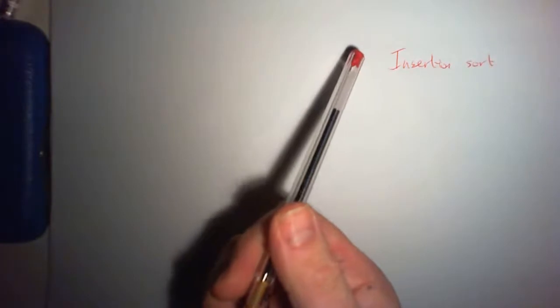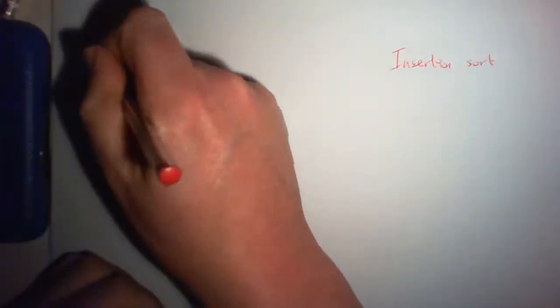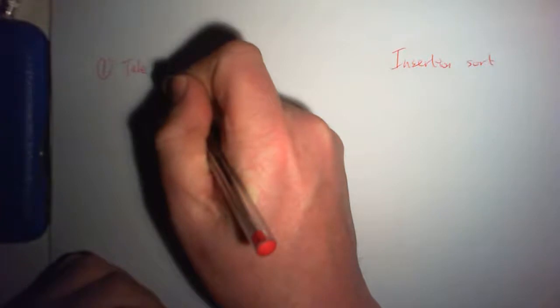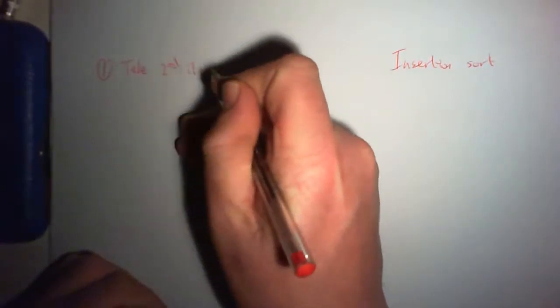Let's think about it for a second. The idea of an insertion sort is it takes each item and puts it in the right spot. So let's do the algorithm for this one. Step one, you take the second item in a list.